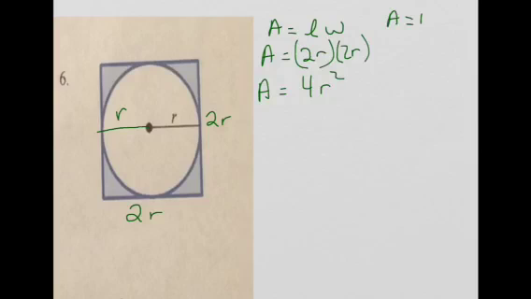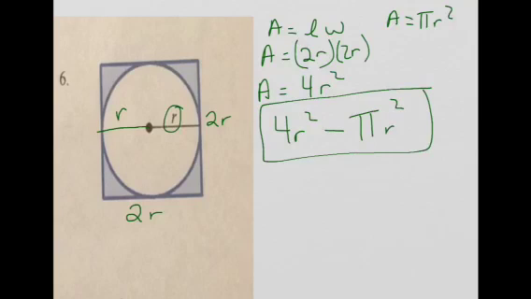Area of a circle is pi r squared. Our radius is r. So we already have the area. We don't have to plug anything in. So now what we're going to do is we're going to take the square, which is 4r squared, and we're going to minus or cut out the part that's not shaded, which is the circle, which is pi r squared. That's our answer, and that is a binomial.